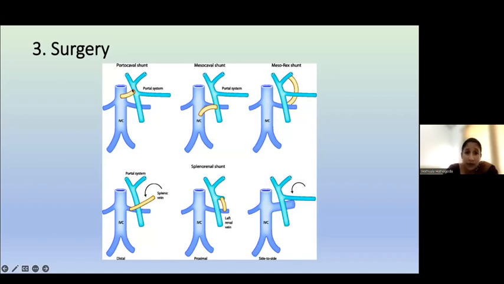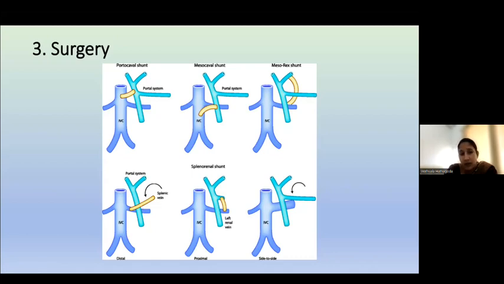It could be portocaval, that is the connection between your portal system and your IVC. Could be mesocaval, a connection between usually your superior mesenteric vein and the IVC. Or could be the mesorex, which I'm going to discuss later, which is the commonest and most helpful shunt surgery in pediatrics. And sometimes you might bypass the renal vein to your splenic vein, could be into your portal system.